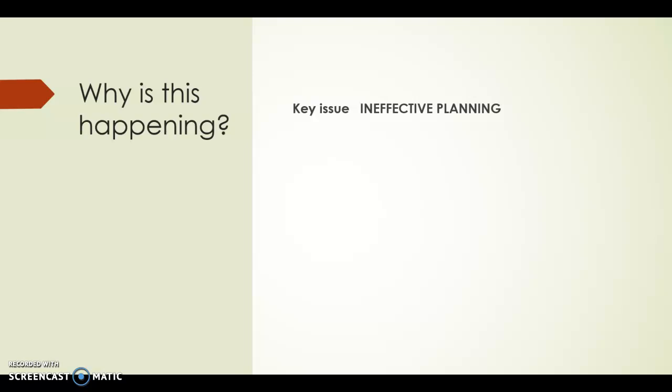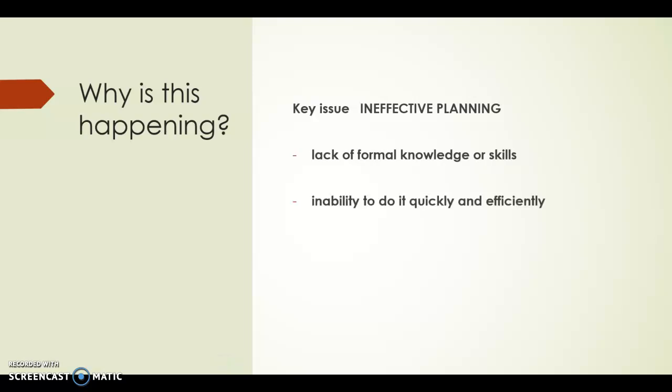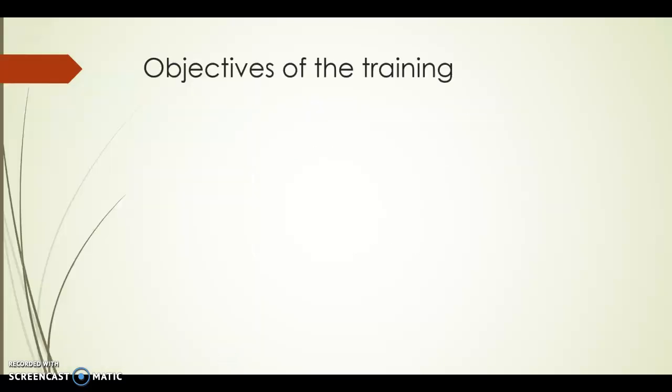Teachers might plan ineffectively because they lack formal knowledge or skills. Or if they do have the formal training, they don't have the skills to do it quickly and efficiently. Sometimes the reason might be simple lack of motivation because the teacher might feel that it is not necessary for quality of classes. So to address these issues, this training will help teachers plan engaging lessons more efficiently and quickly. And with the improved planning, the aim is to improve on or completely eradicate the issues we talked about. Well, with this in mind, these are the objectives of the training.